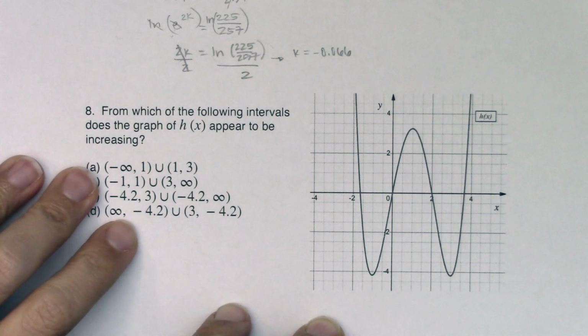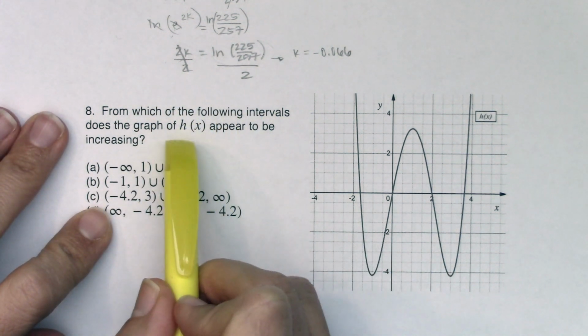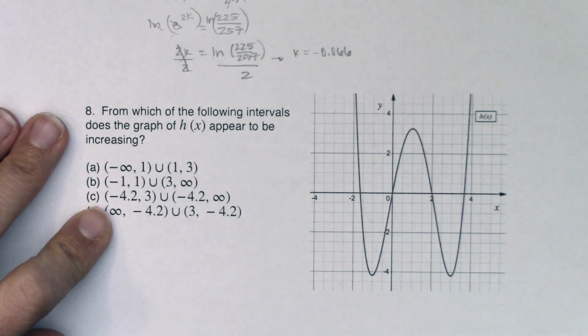Folks, welcome to example 8. So it says here, from which of the following intervals does the graph of h of x appear to be increasing? And I have a highlighter here because I'm going to highlight the intervals that it's increasing.